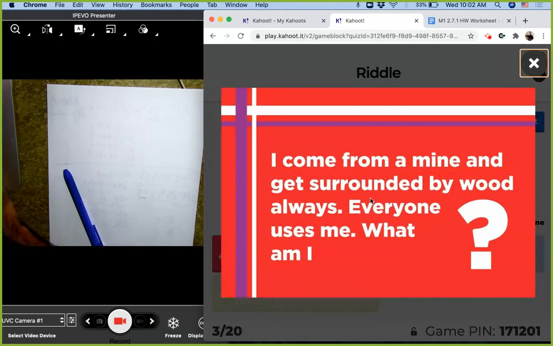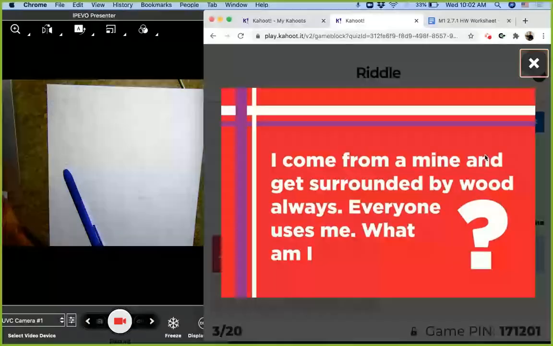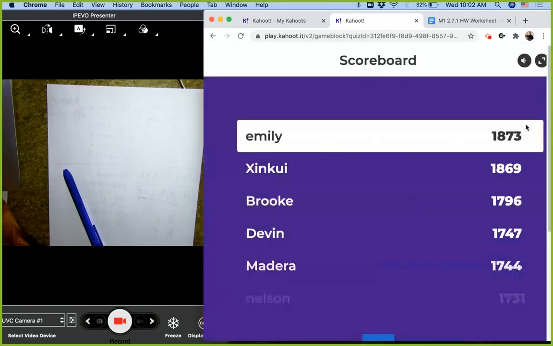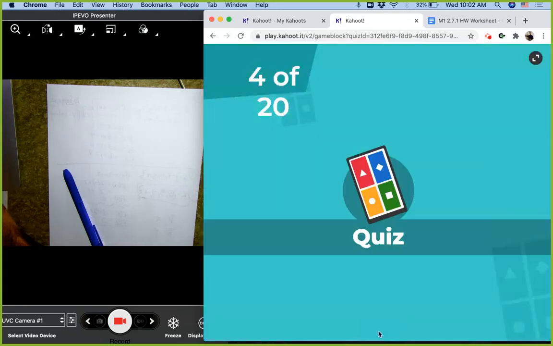But, some of this isn't true. I come from a mine and get surrounded by wood always. But there's mechanical pencils, right? There's mechanical pencils. So I think this is like in 1982. I come from a mine and get surrounded by wood always in 1982. Everyone uses me in 1982. What am I in 1982? Okay, that makes more sense because it could be a pen. People use pens too. So this is just kind of like old school. A lot of these jokes are made by somebody that is older. All right, Emily taking back over, Zinqui and Brooke and Nelson and Devin. Some people on the board that hadn't been. Very good.